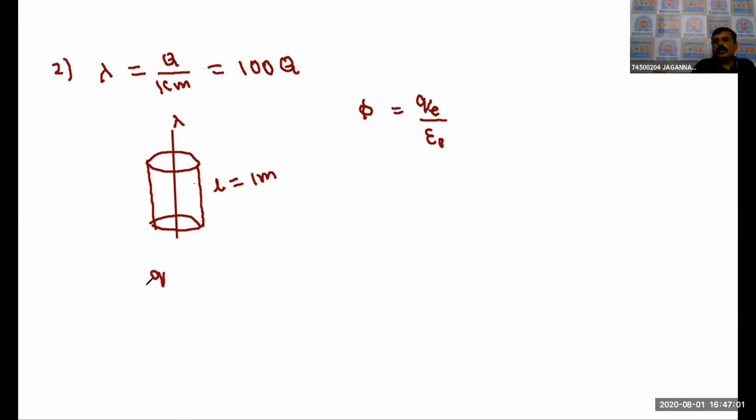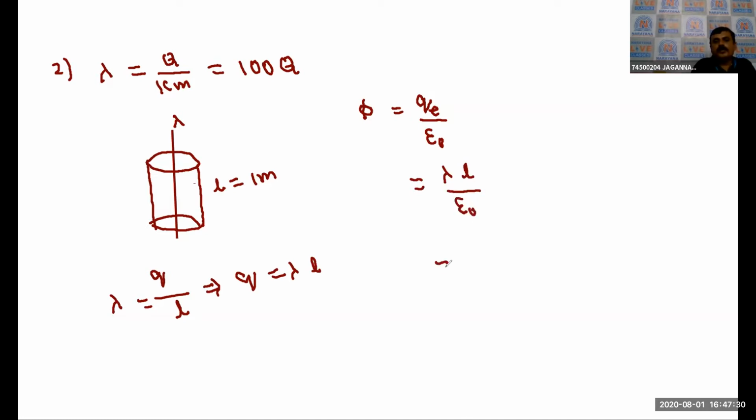According to the definition of linear charge density, lambda equals Q by L for a length of L. So from this, Q equals lambda into L. Substituting this value here, the flux is lambda L divided by epsilon naught.